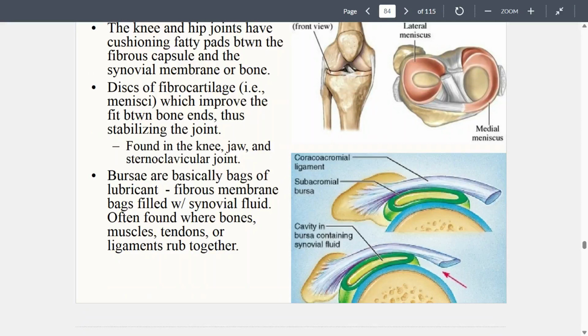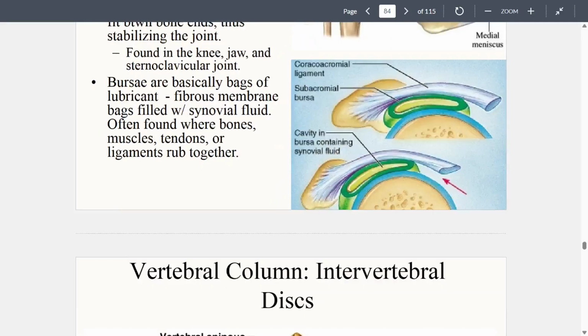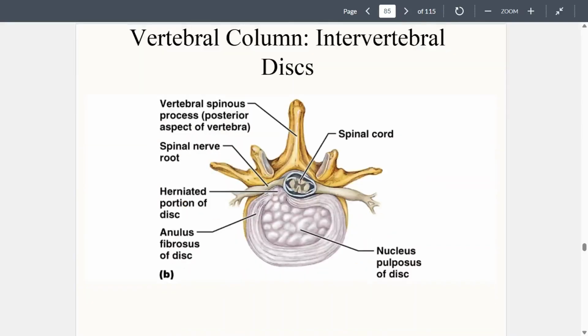We have discs of fibrocartilage, which also work to prevent the bones from knocking into each other, but also allow for smooth gliding. Between our vertebrae, we have intervertebral discs. They look like this down here. This is the spinal cord. This is the vertebral spinous process. Nerve roots are coming out, and here's our intervertebral disc.